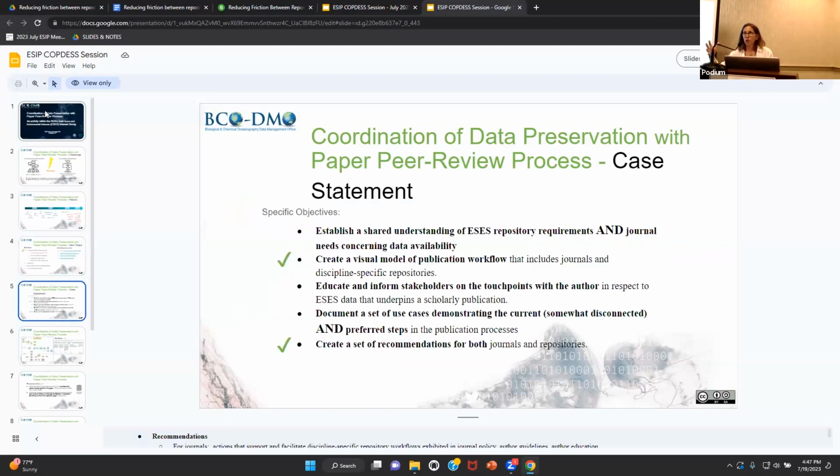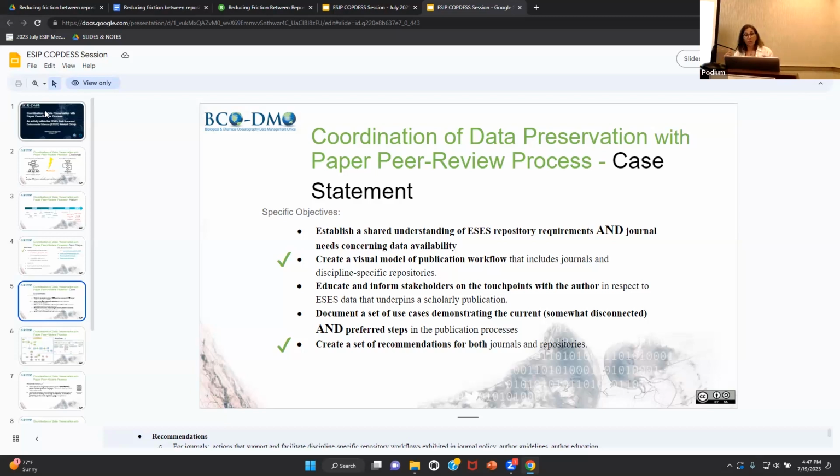And the things that we're trying to do in our case statement kind of look like this. We want to establish a connection between the repositories and the publishers and kind of share these common workflows so that we all understand where we're coming from. Because right now, I don't think these two groups talk to each other. I want to create a visual model of how the publication workflows look like on both sides, data and scholarly publication. Educate and inform stakeholders, that looks like the PI, the journal, and the repositories, about all these mutual needs. Document a set of use cases, and then create a set of recommendations.